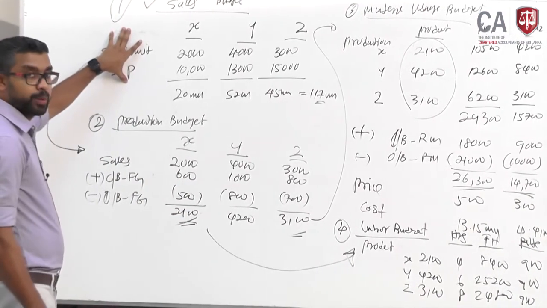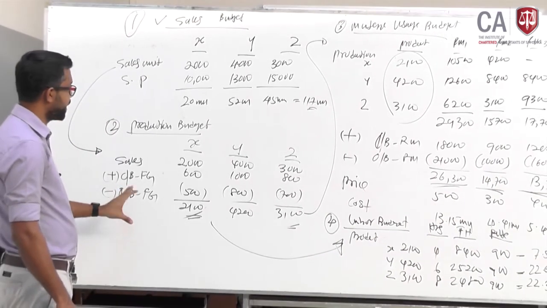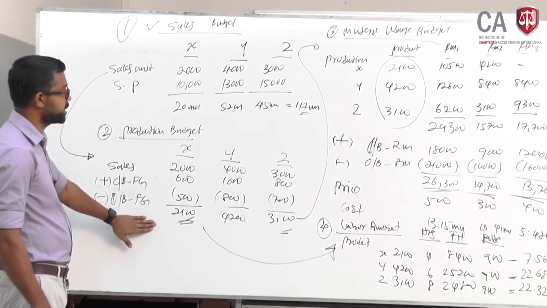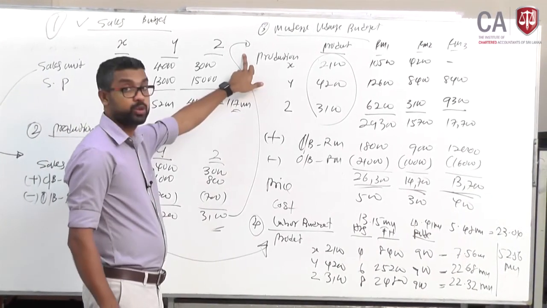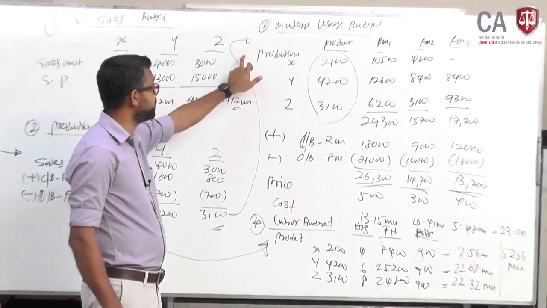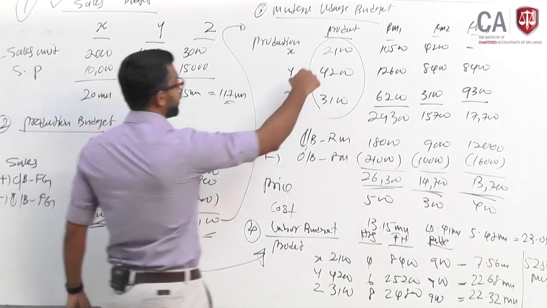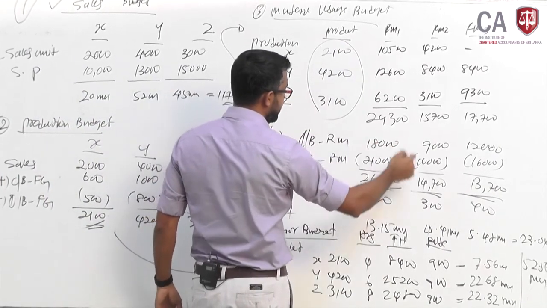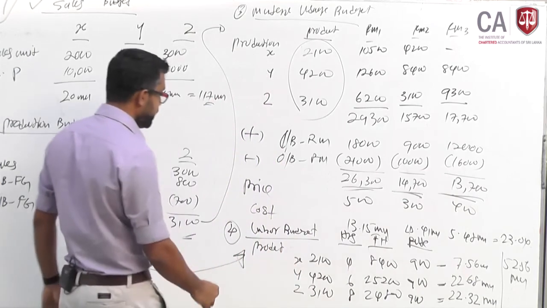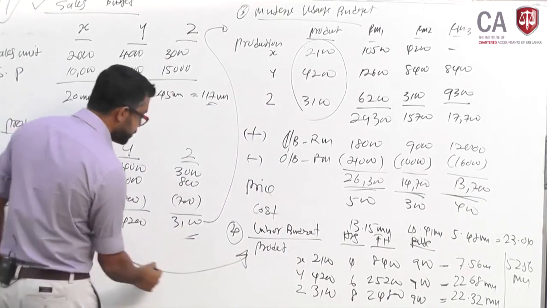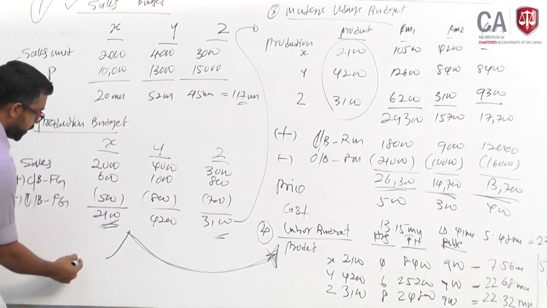Sales budget, once you prepare, selling units will be input to production budget, taking opening and closing inventory into account. From production budget you will prepare material usage budget. For material usage budget, input is coming from production budget. Here to produce this much of units, how much of units we required to purchase and use. Then labor also, input is what? Production. Overhead also, input is what?